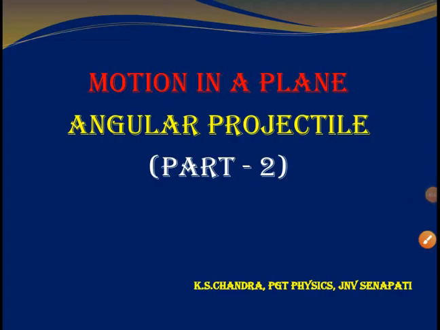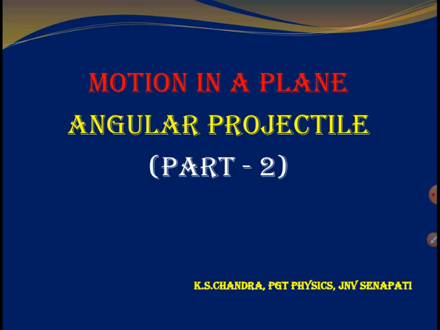Welcome to physics class on motion in a plane. In the previous video we have learned about the projectile, what is meant by projectile, what are the different types of projectile. Projectile motion can be considered as two independent motions: uniform motion along the horizontal direction and uniformly accelerated motion in the vertical direction.